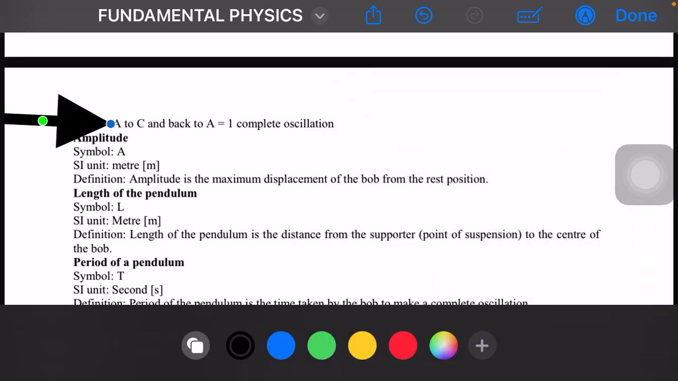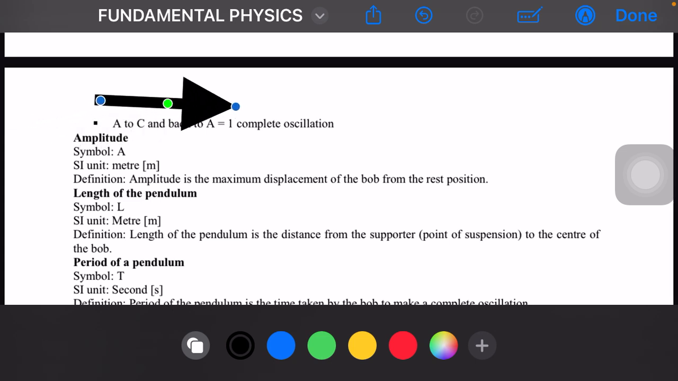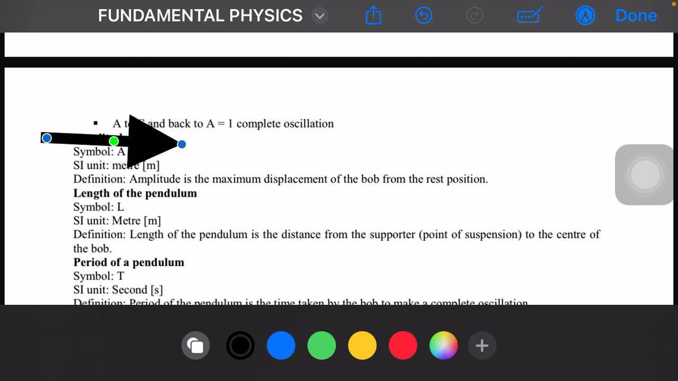Then if a bulb moves from A to C and back to A again, that's what we call a complete oscillation. It's as simple as that.